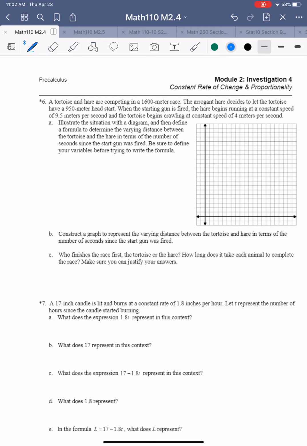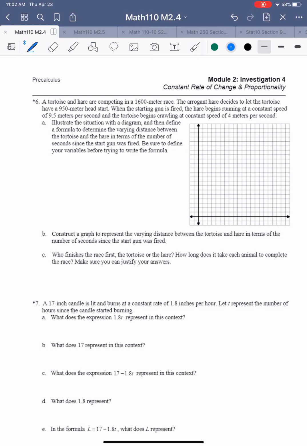Now we're going to talk about a different type of distance between two things. Okay. So this time, Taurus and Hare are competing in a 1600-meter race. The arrogant Hare decides to let Taurus have a 950-meter head start. When the starting gun is fired, the Hare begins running at a constant speed of 9.5 meters per second, and Taurus begins crawling at a constant speed of 4 meters per second. Illustrate the situation with a diagram, then define the formula to determine the varying distance between Taurus and Hare in terms of the number of seconds since the starting gun was fired. Be sure to define your variable before trying to write the formula.